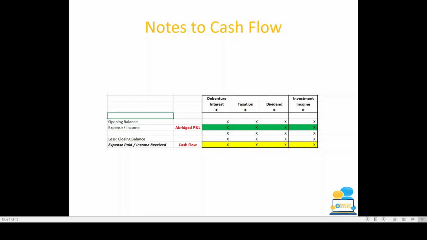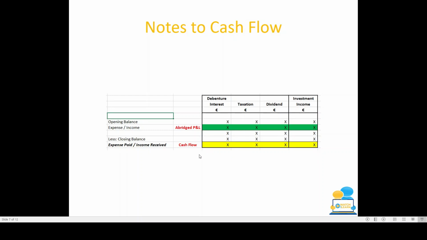Again, also I would do a note on debenture interest, taxation, dividend, and investment income. So for all of these, I would start off with the opening balance. I would see what the charge is for the year, the expense for these three, or the income here, and add that on. I would take away my closing balance for all the figures, and that will give me the expense paid for debenture interest, taxation, or dividend, or it will give me the income received if it's investment income we're talking about. These four figures in green, I will use in my abridged P&L because they're the actual charges for the year.